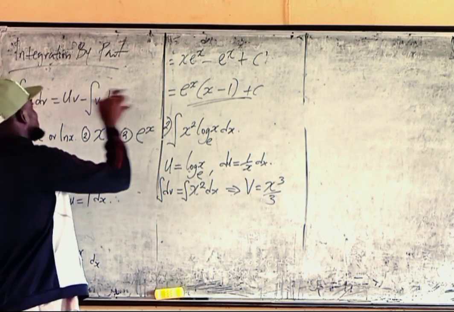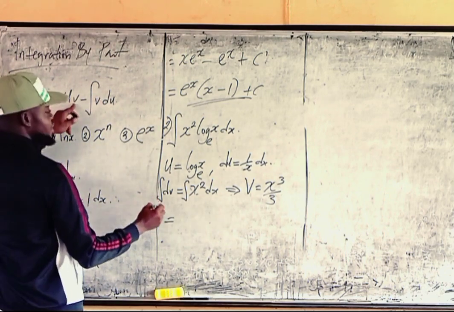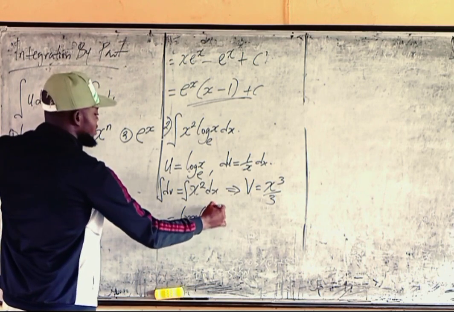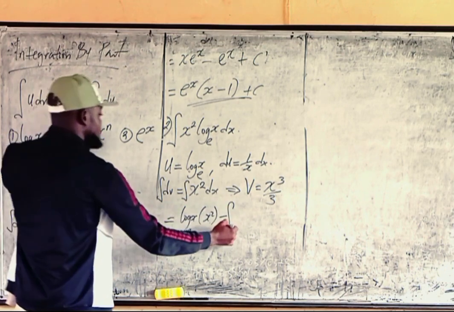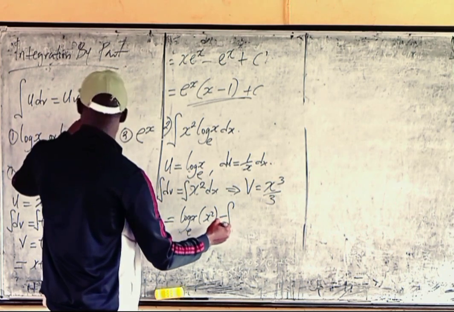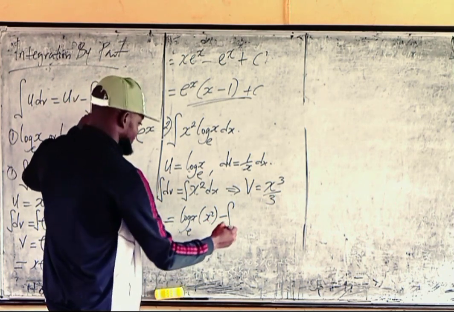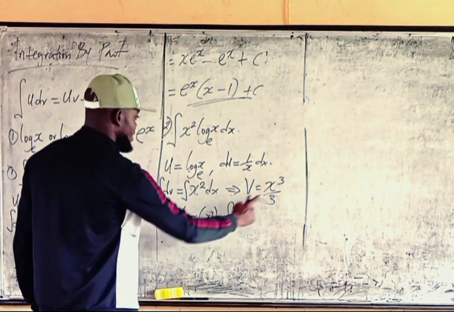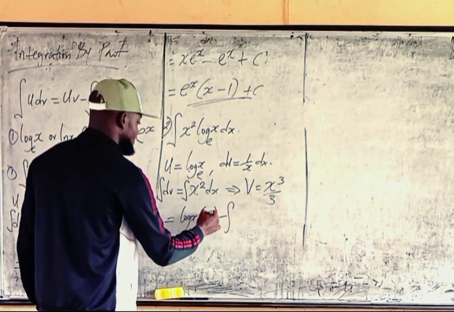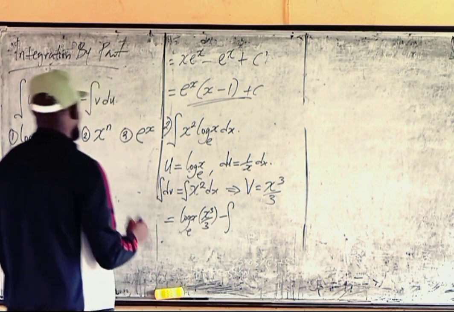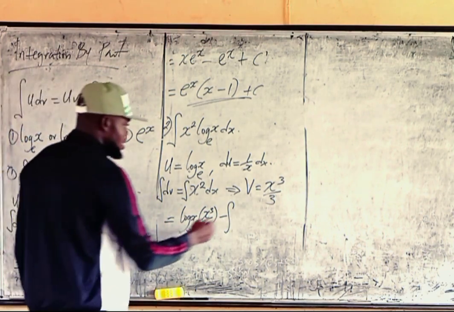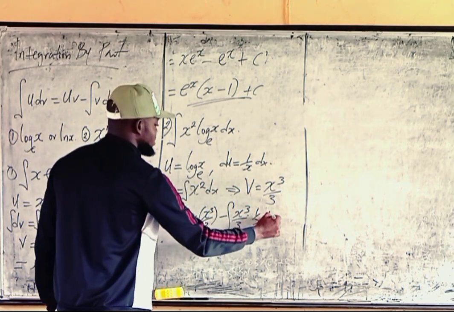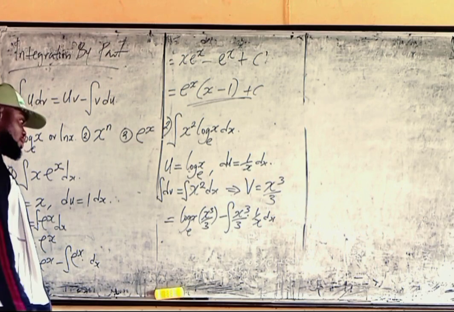The next step, apply this formula: you have uv. What is u? Log x to base e. What is v? s squared. Then minus the integral of v du. What is v now? Our v is s cubed over 3. That's our v. And what is du? 1 over x dx. That's what we are having.